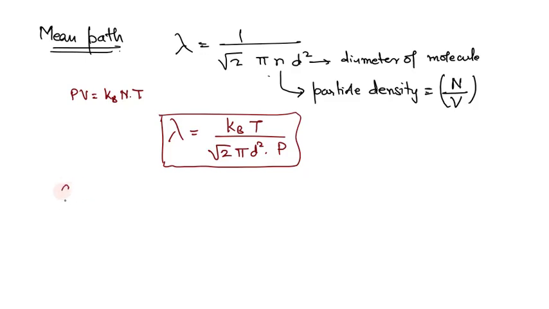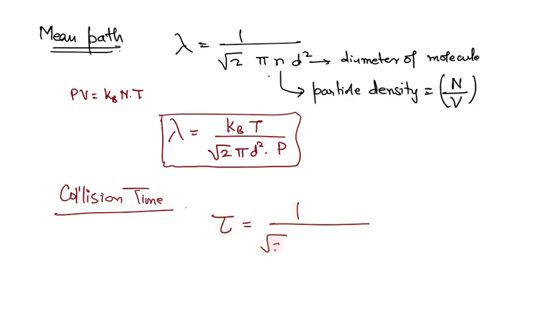There is also the collision time, which tells you the average time between any two successive collisions. You get this collision time tau to be 1 by root 2 pi n d squared multiplied by the average velocity. So that is the collision time for these gaseous particles.